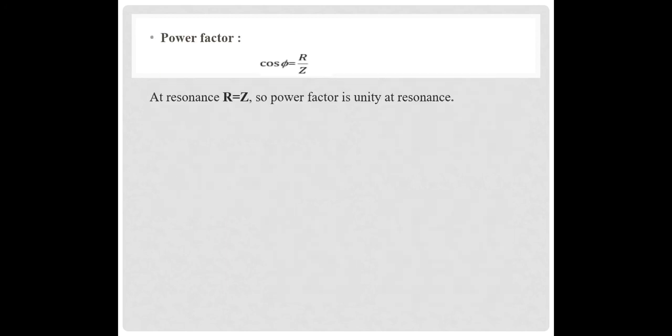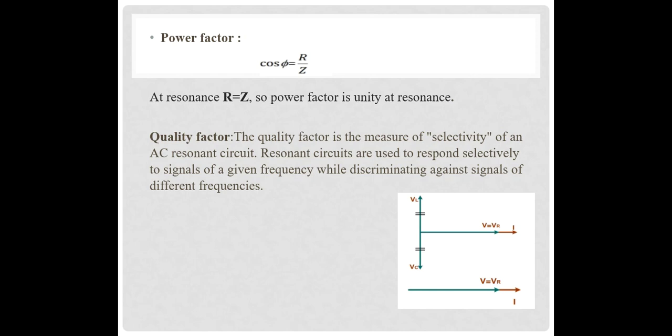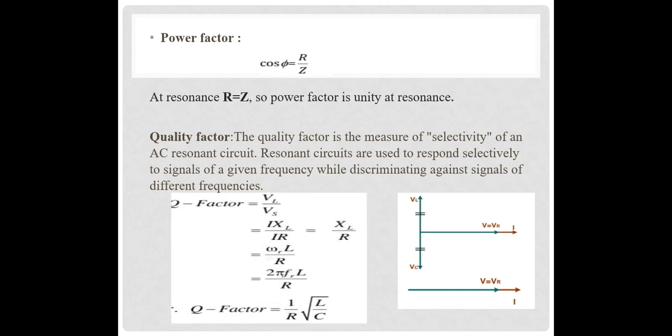So next we are going to see power factor. Power factor we already discussed, cos phi is equal to R by Z. So at resonance, R is equal to Z, the power factor becomes unity. Next, the quality factor is the measure of goodness, or the measure of quality of a resonance circuit. Here another term comes, bandwidth. Here is the expression for quality factor for an RLC circuit. And next is bandwidth. Bandwidth is the difference between upper and lower frequencies over a range of frequencies, right?